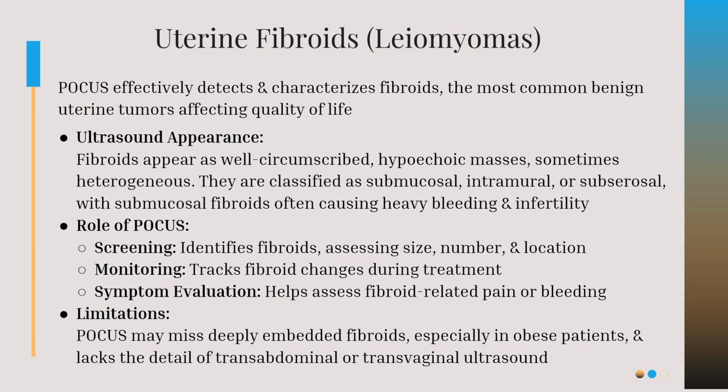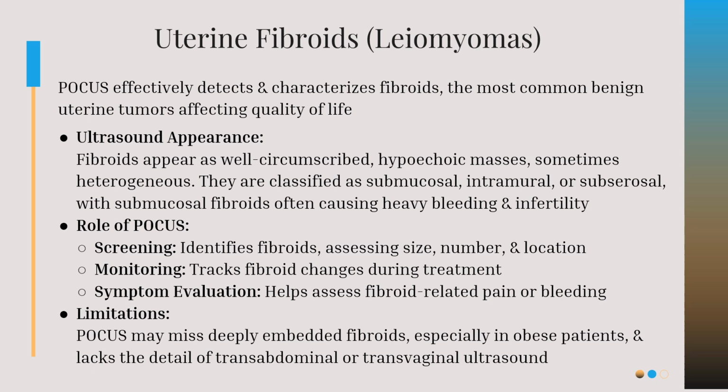So the uterine fibroids, we're going to go to the basics: a uterine fibroid is literally a benign tumor, and it can affect the quality of life and affect pregnancies and complications based on the size, whether it's growing, and keeping a close eye on it and the location. So how does it look on an ultrasound? It's going to appear well circumscribed. It's going to be hypoechoic masses, sometimes heterogeneous. They're going to be classified as submucosal, intramural, or subserosal based on where it is relative to the endometrial lining. And the ones that tend to cause the most bleeding and infertility issues are the submucosal fibroids.